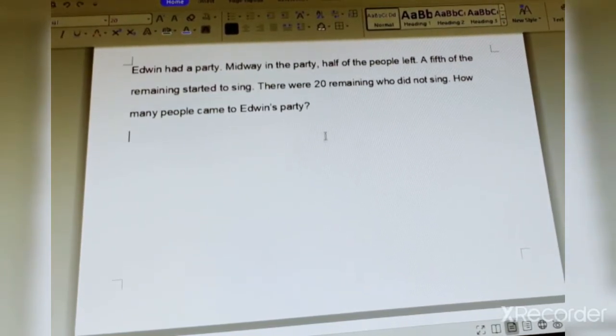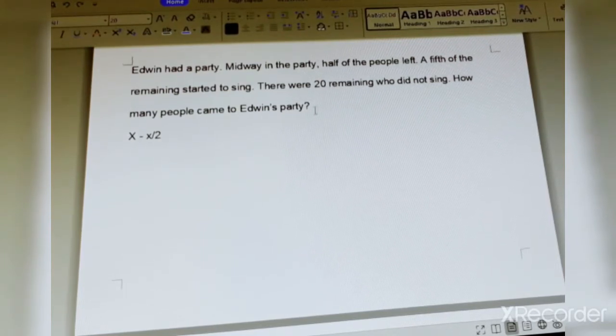Okay, before we can solve this, let us analyze the problem. Edwin had a party. Midway in the party, half of the people left. So the question here is how many people came to Edwin's party? Let X be the total number of people who came to Edwin's party. Then, midway in the party, half of the people left, meaning we are to subtract half. So half of X is X over 2.